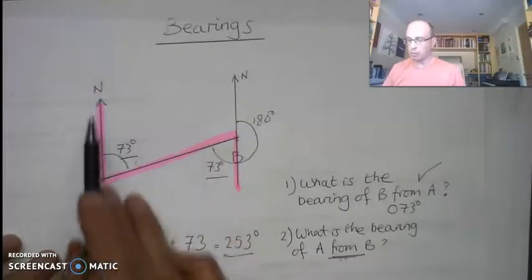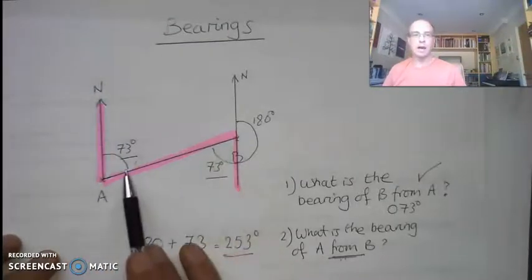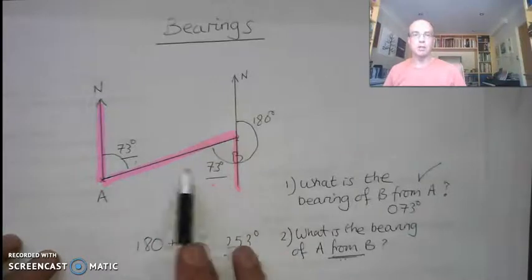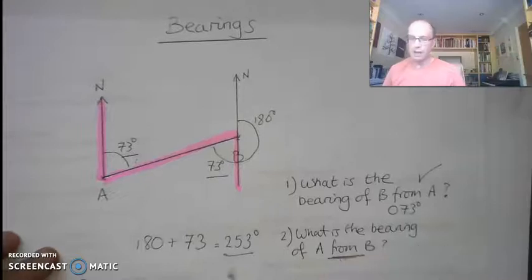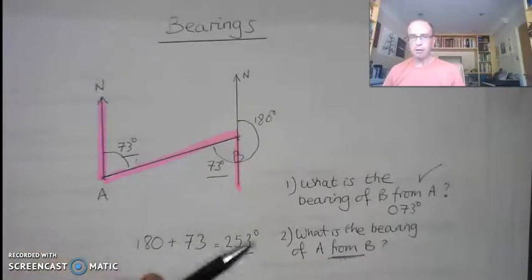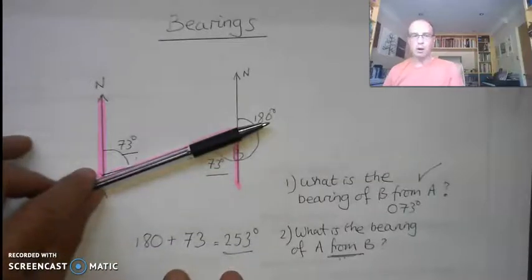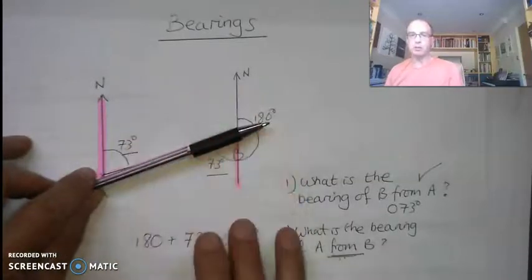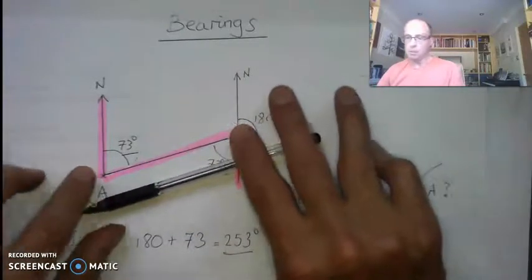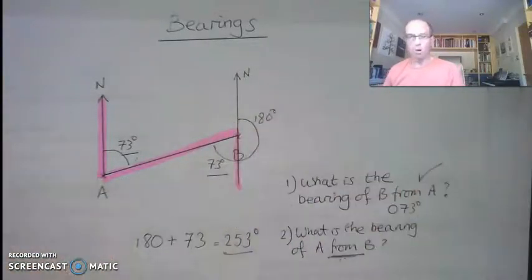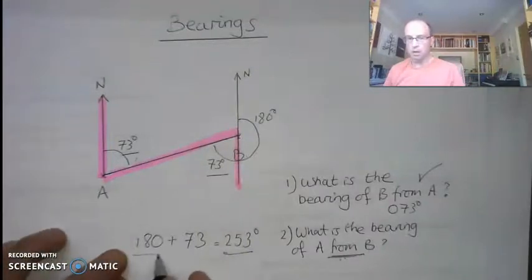So first things first, we've got our angle facts, we've got our alternate angles. I can use that piece of information to find out a missing angle. I also get a really important result, and that is, if I'm travelling from A to B on a bearing of 73 degrees, if I travel in the opposite direction from B to A, all I've done is add 180 degrees onto my original bearing.